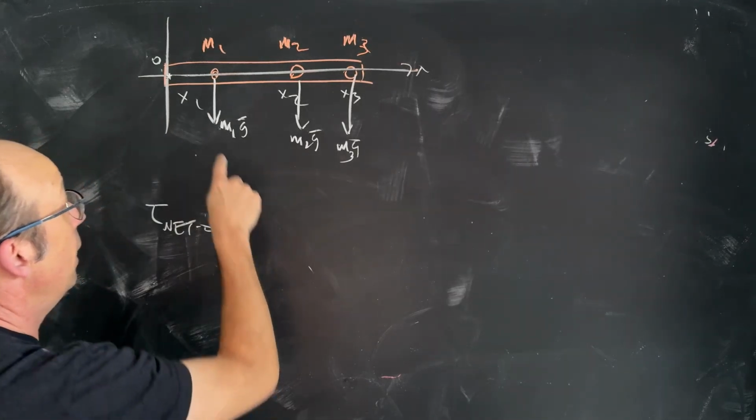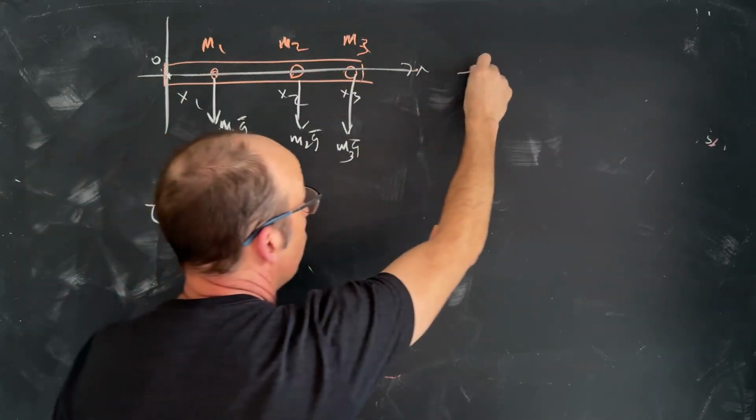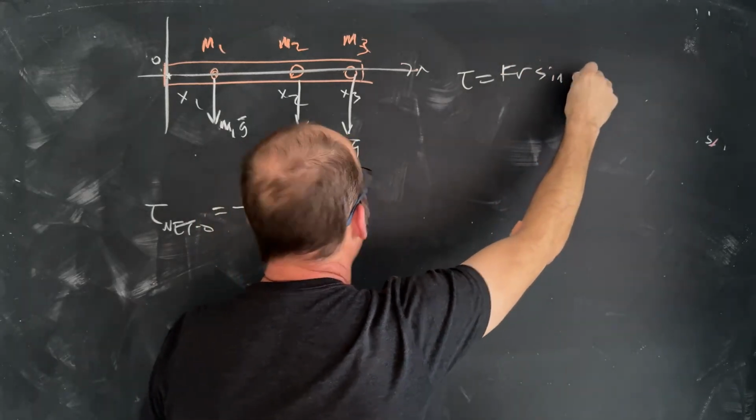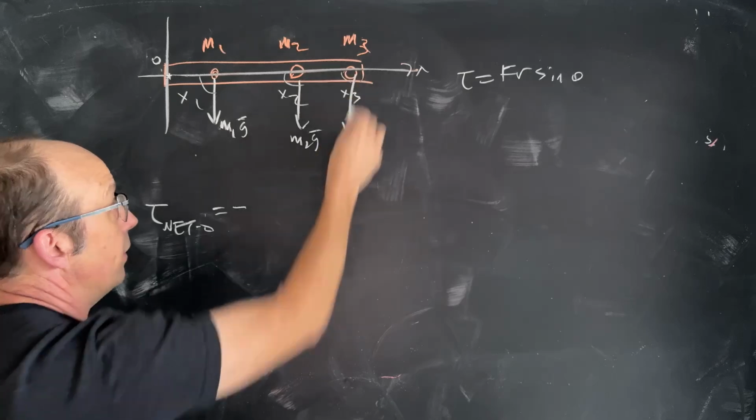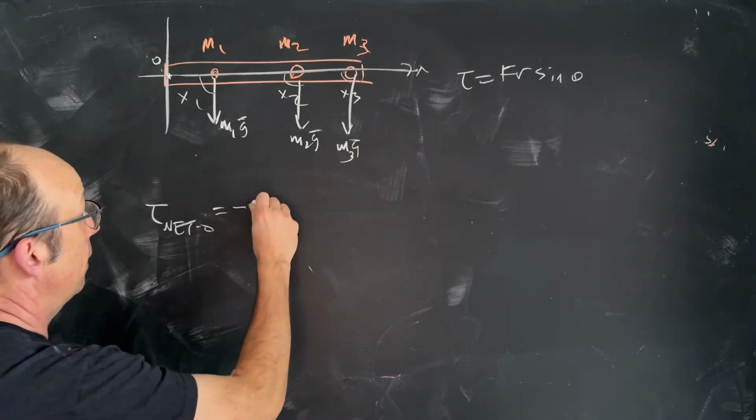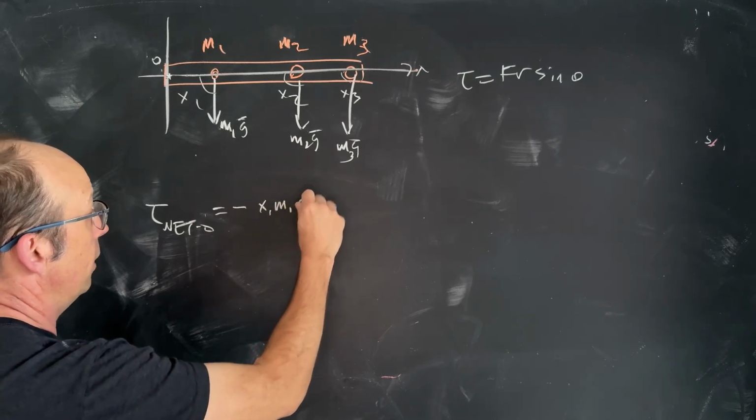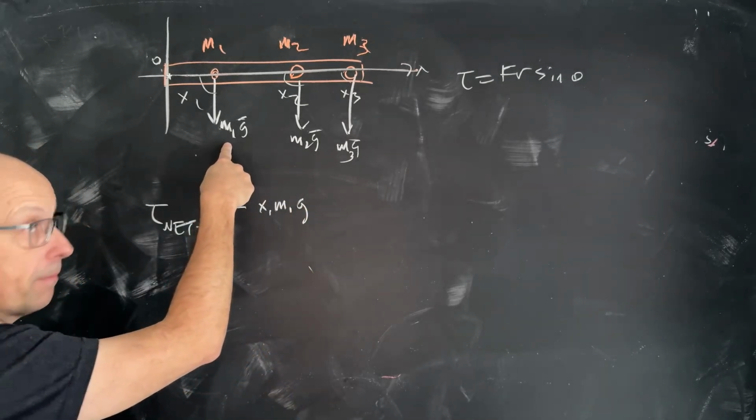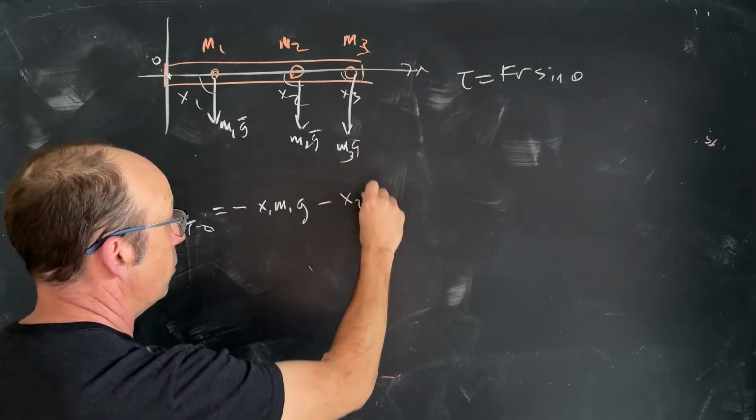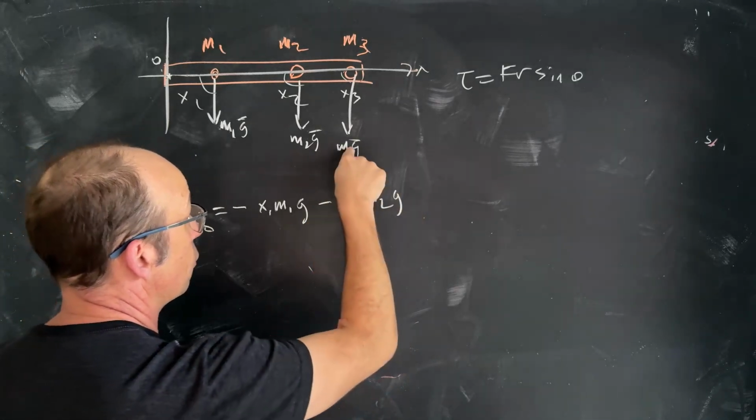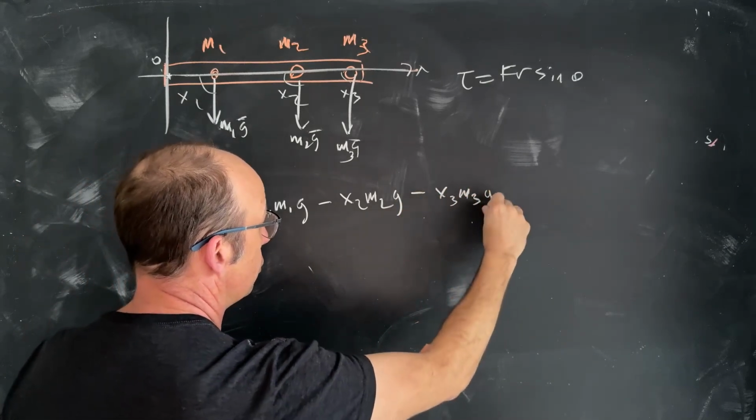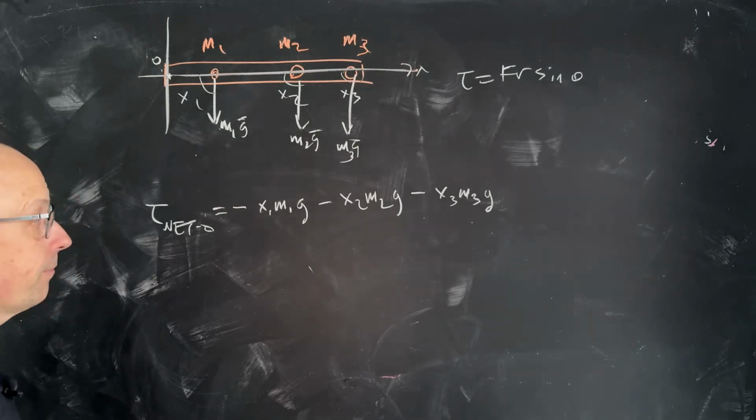So negative, and you'll notice I can use torque equals F r sine theta, but all these have a theta of 90 degrees, so the sine of 90 is 1. So we don't have to worry about that. I get negative x1 m1 g. That's the torque due to this mass right here. The torque due to this mass is also minus x2 m2 g. The torque due to this one is going to be minus x3 m3 g. And that's the total torque.